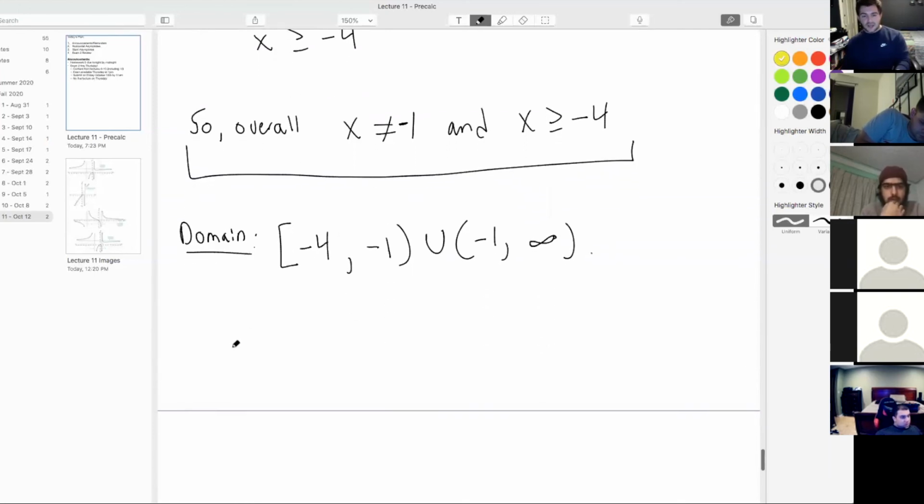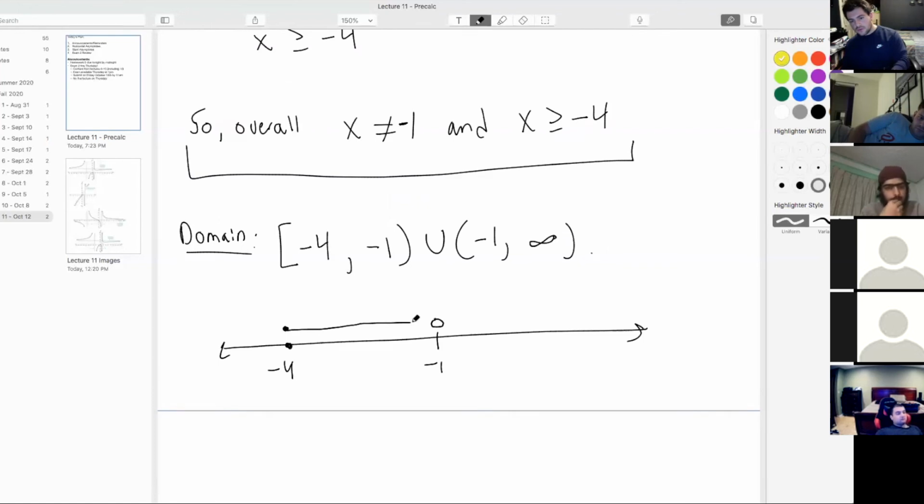So this is what it looks like on a number line. First of all, here is -4. That is fine. But at -1, we get this little puncture. So we stop, can't go to -1, but everything to the right of -1 is good. So this is our domain. It's this highlighted portion, not the open bubble. Okay, so that's a good example.